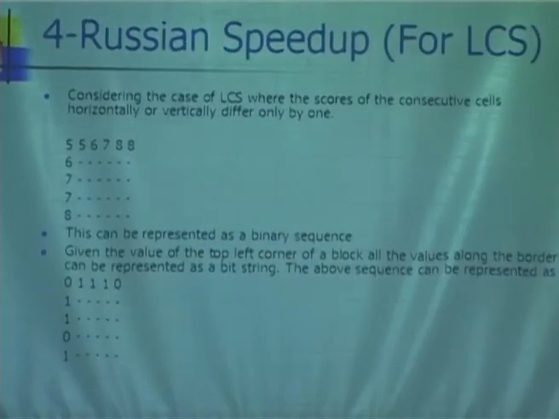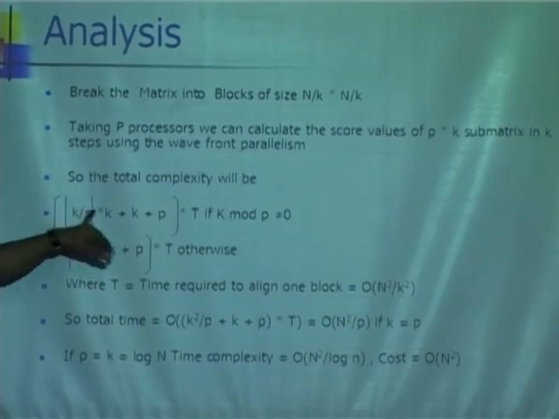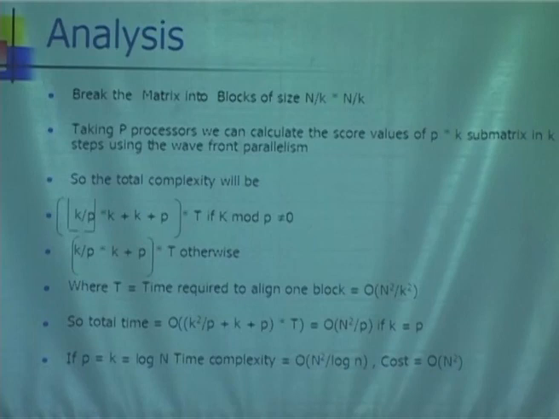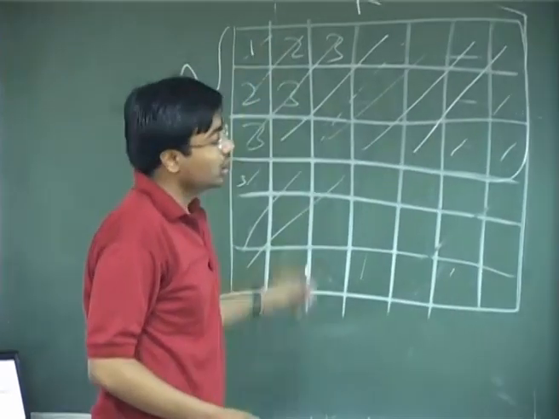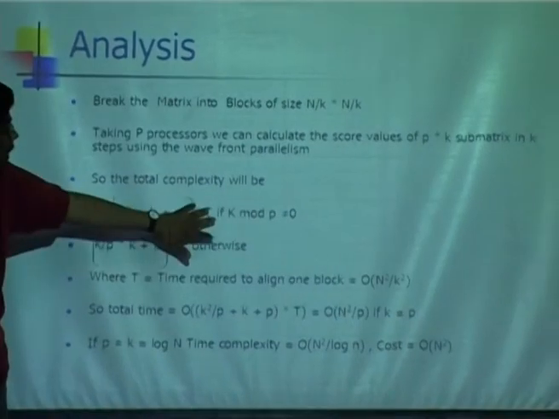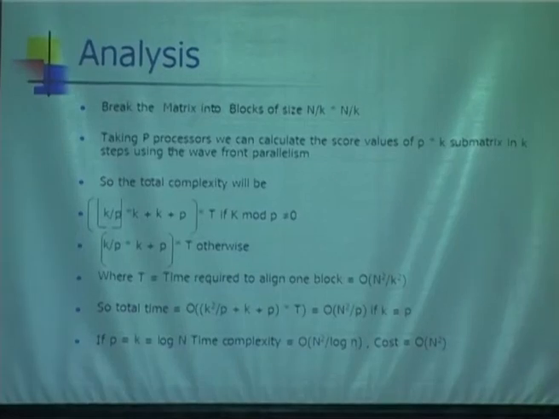Now what we see is that we can't do anything regarding this part, because there is a dependency: for calculating this block we need the values of these 3 blocks. So the Four Russians approach tries to somehow minimize this value of t, that is the calculation for one single block.